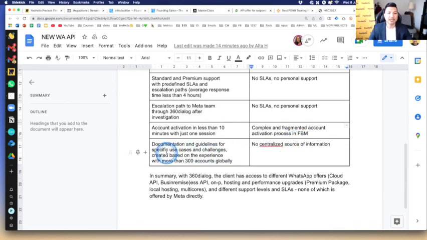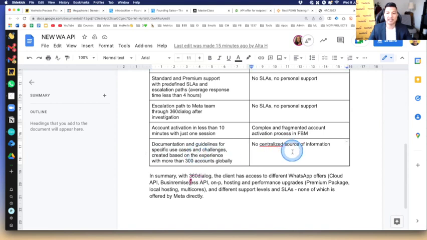And finally, documentation and guidelines for specific use cases and challenges created based on the experience with more than 300 accounts globally. So this is specifically if it's important for you to want to self-serve and fix your own challenges first, right? Because some challenges can be fixed in 5 minutes if you know where to find the information. And all the information is actually already available. If you go to our knowledge base, a lot of it can be fixed already.